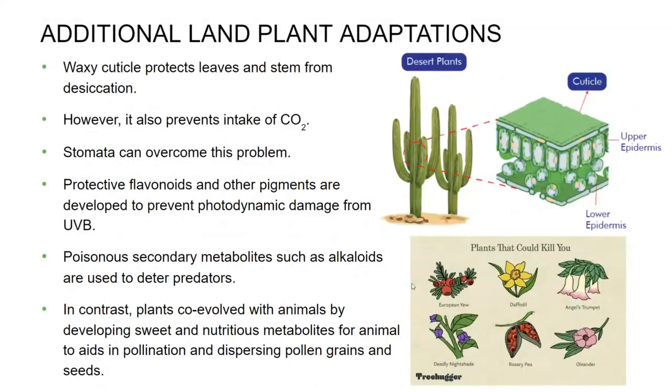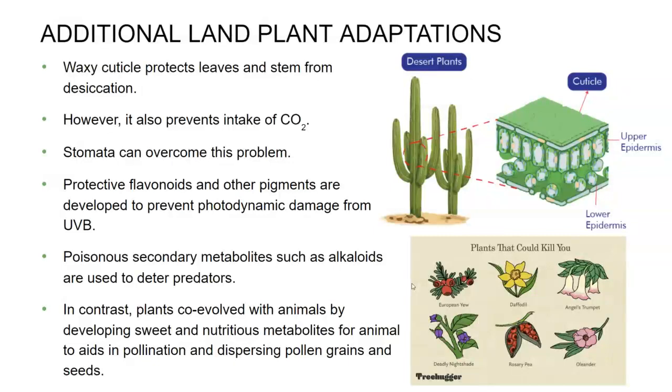We need to protect our leaves from drying out or desiccation. One great adaptation for this is called the waxy cuticle. This is especially prominent in desert plants like cacti. And it is a waxy secretion on top of the upper epidermis of the plant. So if you've ever seen a cactus or eaten a cactus, it has a waxy layer on top. That's intentional. It's there to protect the plant from drying out.